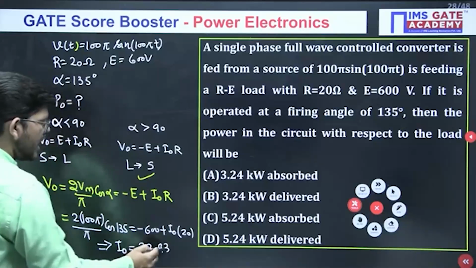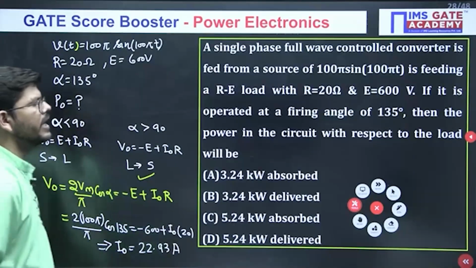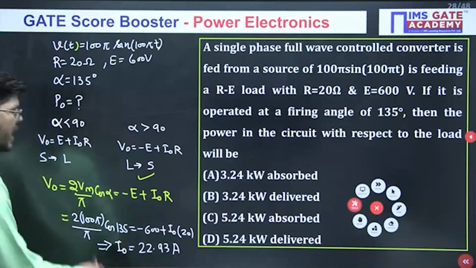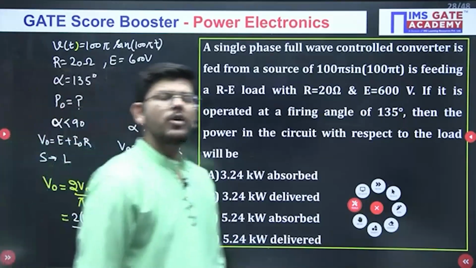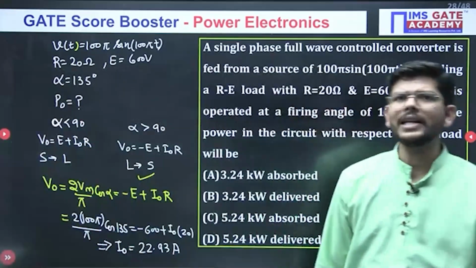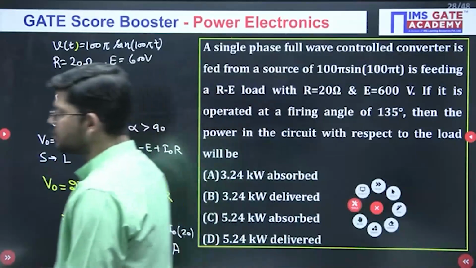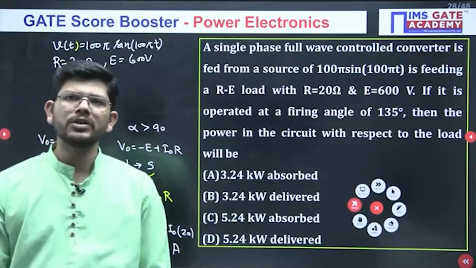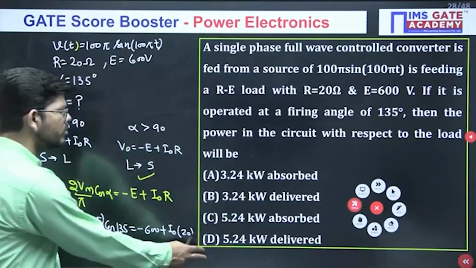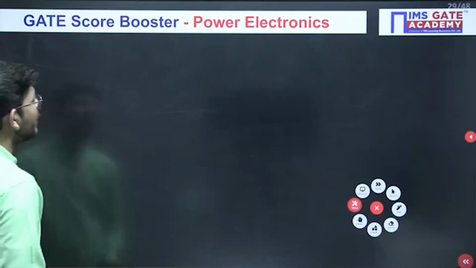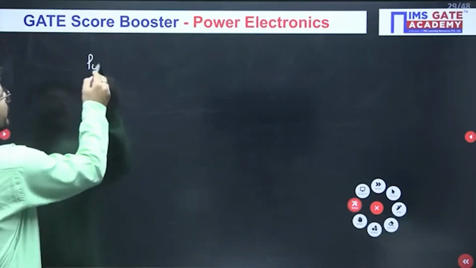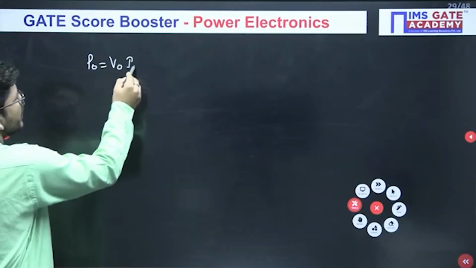Okay, I naught will be 22.93. So you will get the I naught value. Now what will be the power? Rn is saying E is greater than Vm, so it will feed power towards the source side. Yes Rn, that is also correct. So you got the value of V naught. Now what will be the power? Power will be V naught into I naught.